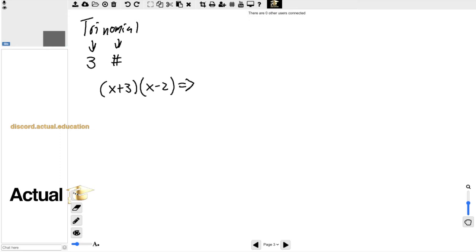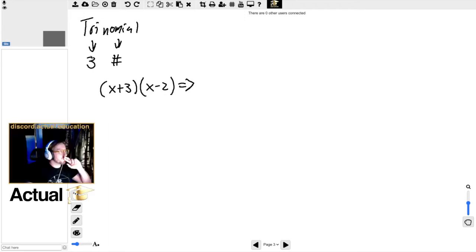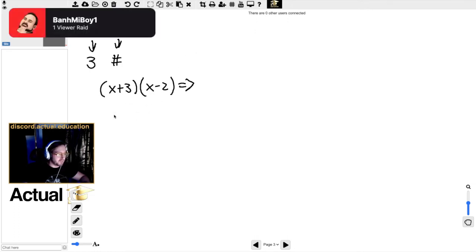Okay, good. So first, outer, inner, last. Usually that means first times the outer, and then inner times the last. I honestly don't like the acronym FOIL because it doesn't make any sense to me. So here's the better way that I like to do it. Let's say you have x plus 3 times x minus 2. I like to make what's called a Punnett square.